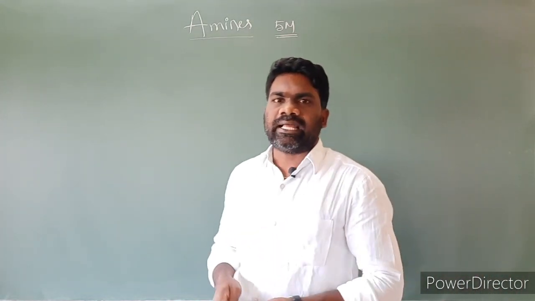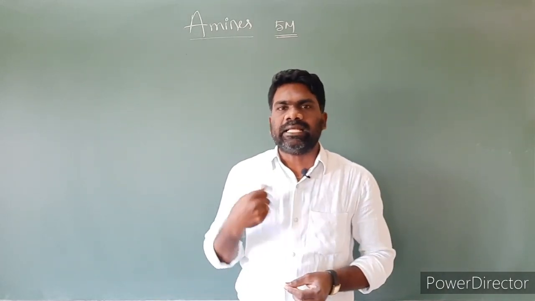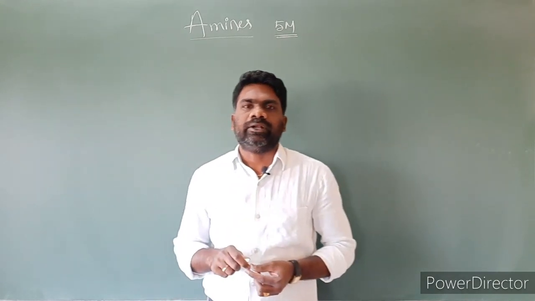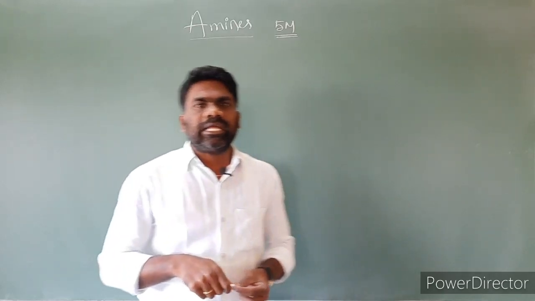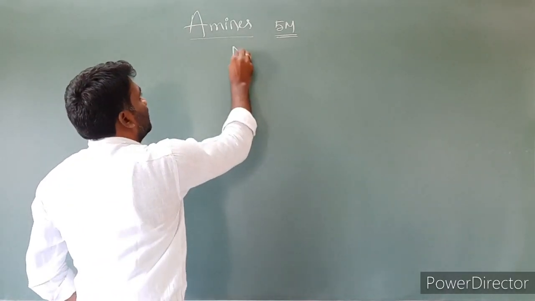Amines can be considered as derivatives of ammonia obtained by replacement of one or two or all the three hydrogen atoms by alkyl or aryl group. What is the meaning of this statement? Let us understand by taking an example. I am taking ammonia, NH3.